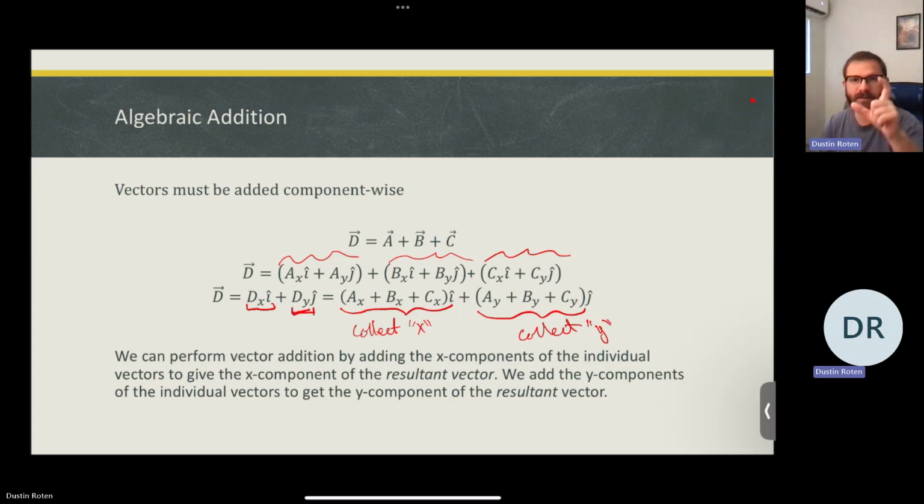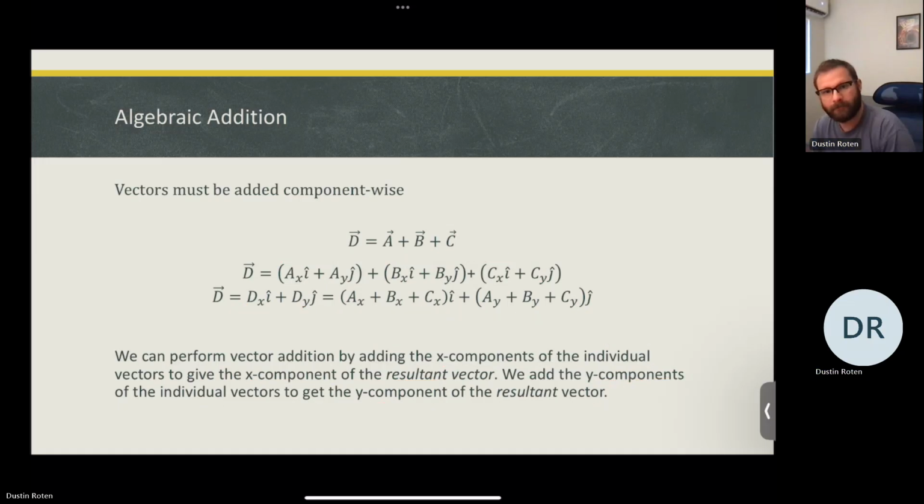So these two components of my summed vector, my resultant vector, are really just determined by adding up the individual components of all the vectors involved. And here in words, it says the same thing. We can perform vector addition by adding the X components of the individual vectors to give the X component of the resultant vector. So the individual X components when added together become the X component of the resultant, and then the Y components of the individuals give the Y component of the resultant vector. And that's all that's happening here.